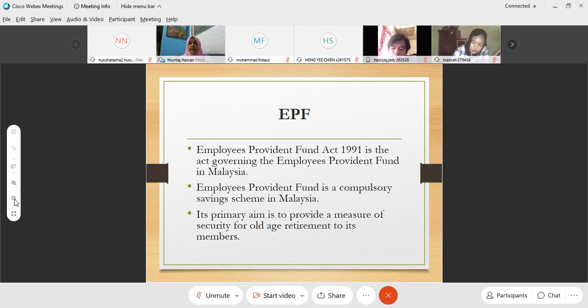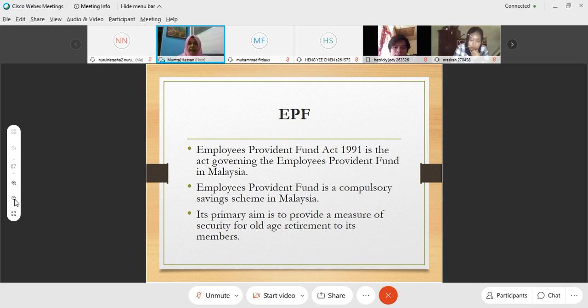Then we have EPF. EPF is Akta Kumpulan Simpanan Pekerja, KWSP. If I say KWSP, I think most of you know. This act governs the Employees Provident Fund in Malaysia.